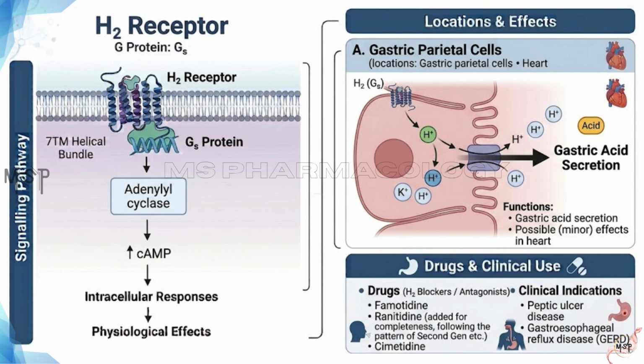H2 receptors are coupled to Gs proteins and are located primarily on the parietal cells of the stomach, although they are also present in the heart. Activation of these receptors stimulates adenylyl cyclase, increases cyclic AMP levels, and promotes gastric acid secretion. Because excessive acid production contributes to peptic ulcer disease and gastroesophageal reflux disease, H2 receptor antagonists are used to suppress acid secretion. A commonly used example is famotidine, which reduces gastric acid production and is widely prescribed for the treatment of peptic ulcer disease and gastroesophageal reflux disease, or GERD.